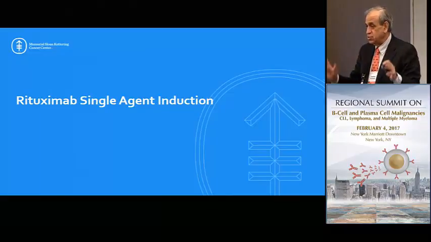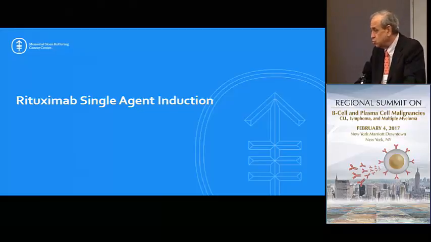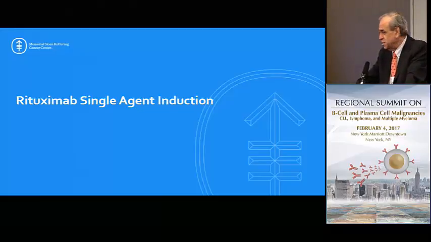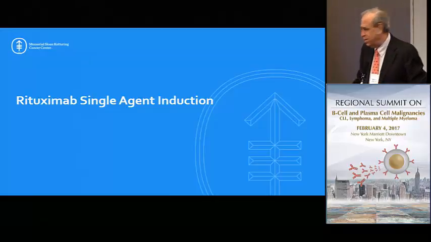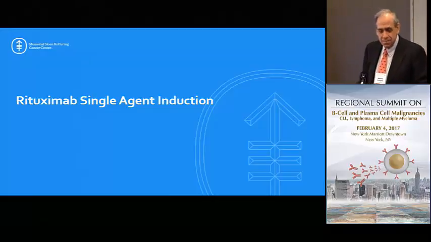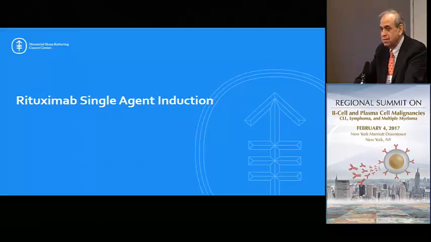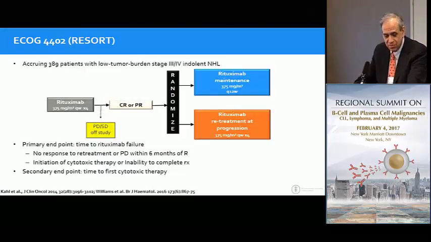So what about single-agent rituximab? This is going to be sort of an overview. This is largely conceptual. So why am I talking about single-agent rituximab? For God's sakes, this is not November of 1997. But I'm going to talk about single-agent rituximab because I want to remind you that all indolent lymphomas are not created equal.